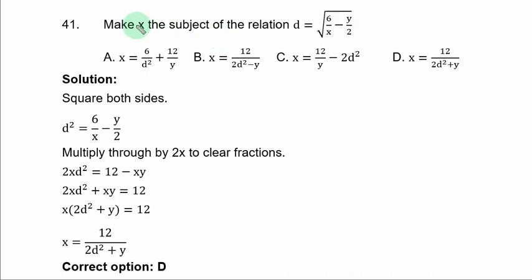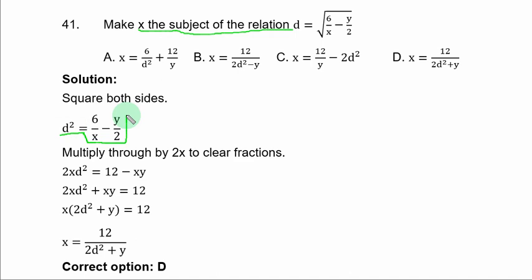Question 41. Make S the subject of the relation D equals the square root of 6 over S minus Y over 2. So you have to square both sides first. You need to remove the square root, and the only way is squaring both sides. So you have D squared equal to 6 over S minus Y over 2.